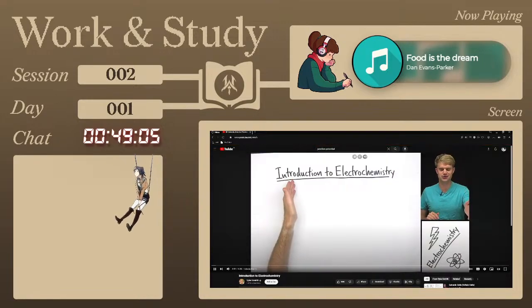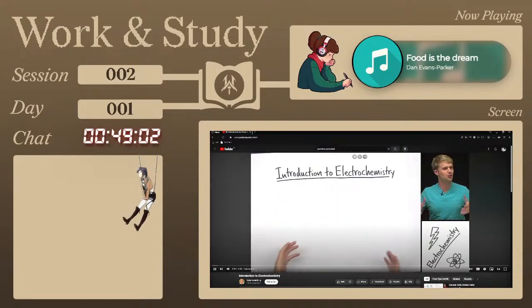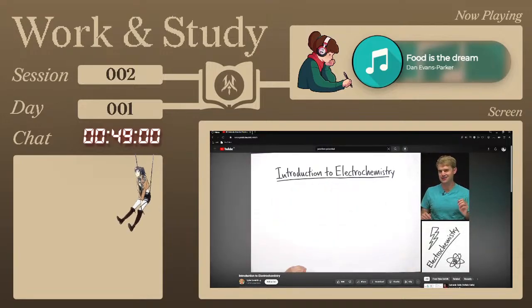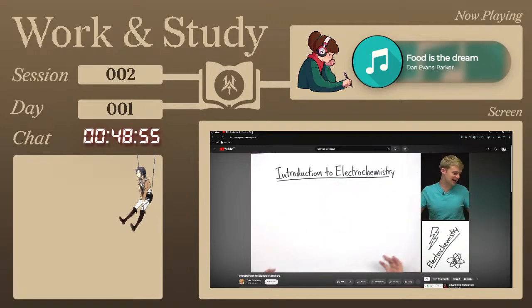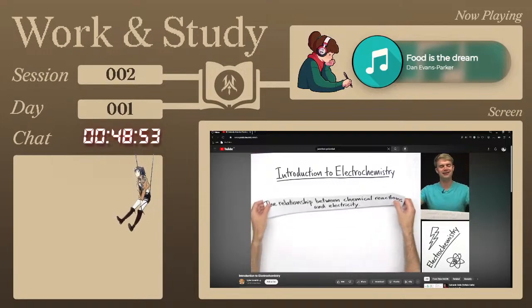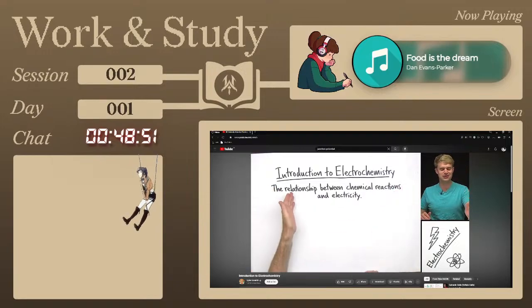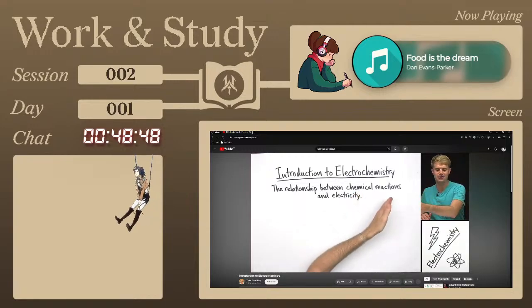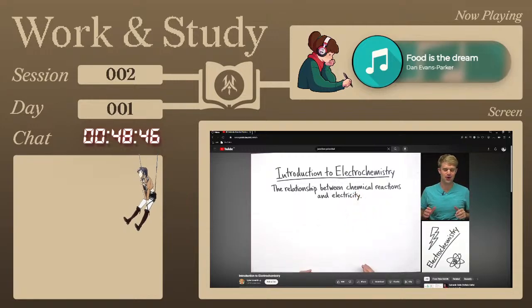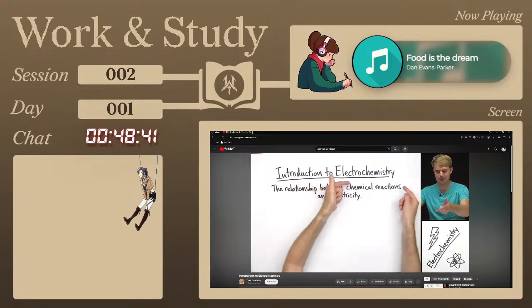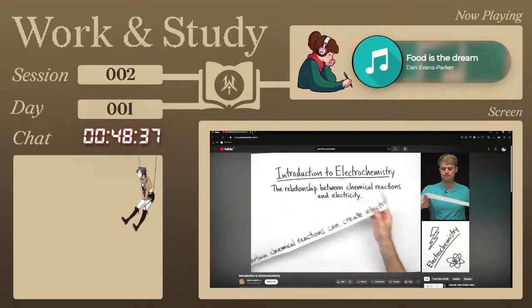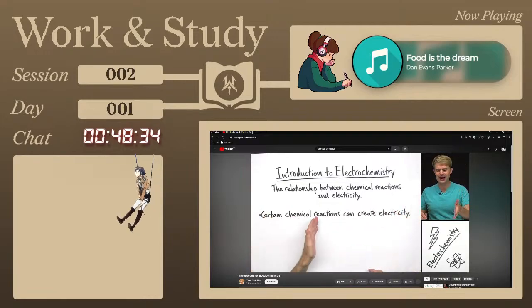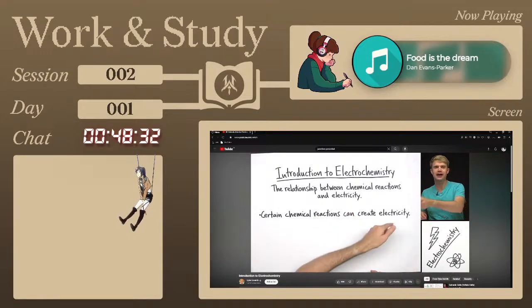This video is an introduction to electrochemistry. So what's electrochemistry? Well, you might have guessed it has something to do with electricity and chemistry. And that's exactly right. Specifically, electrochemistry is about the relationship between chemical reactions and electricity. When we're studying electrochemistry, there are basically two main ways that chemical reactions and electricity interact. Here's the first one. Certain chemical reactions can create electricity.